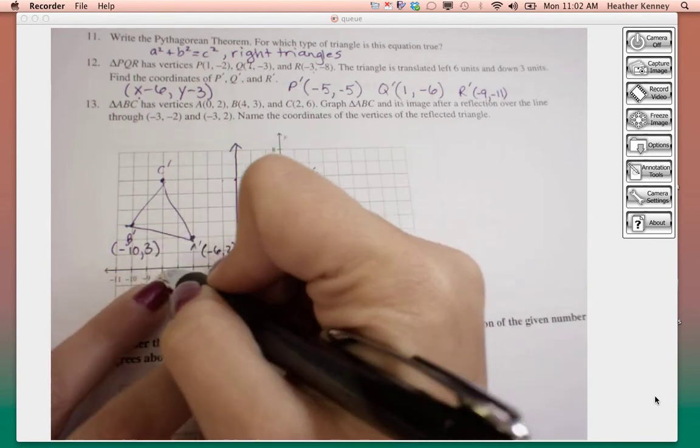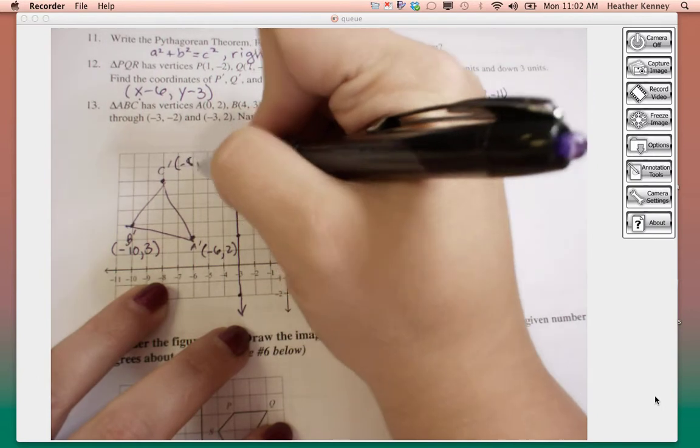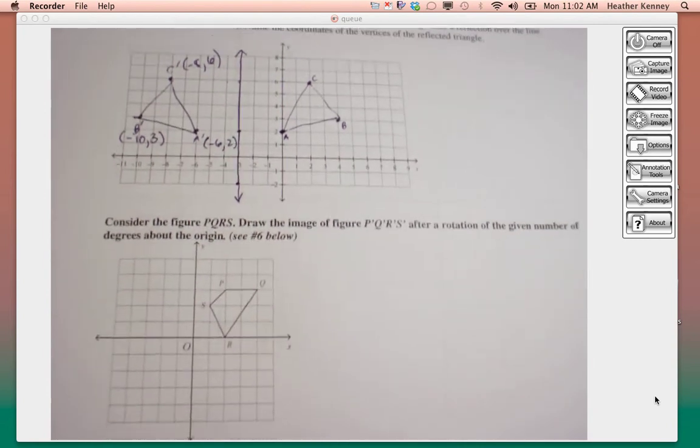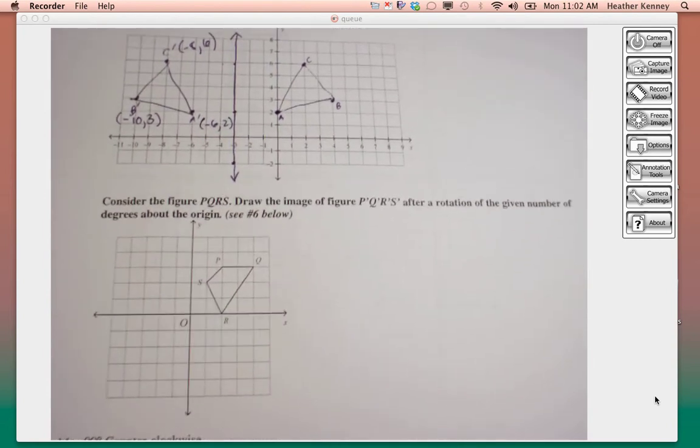And they wanted you to name the coordinates of those 3 points. (-6, 2), (-10, 3), and (-8, 6). Make sure you're reading all the instructions and doing every step, guys.